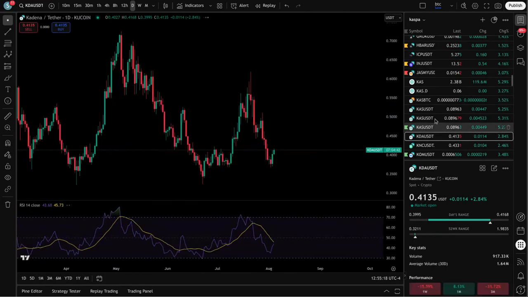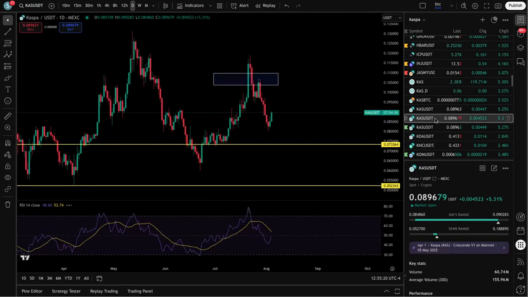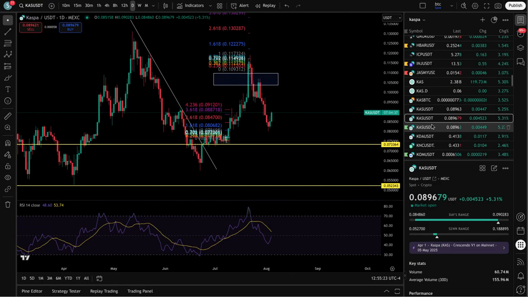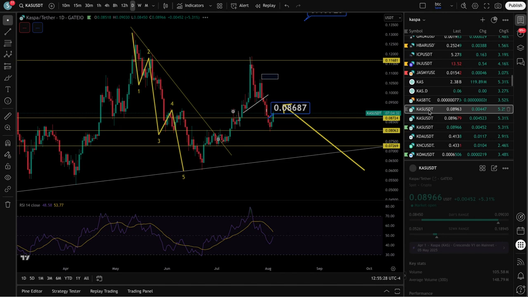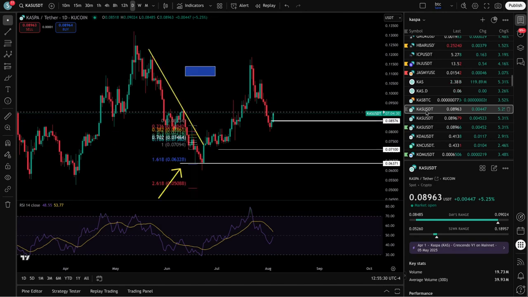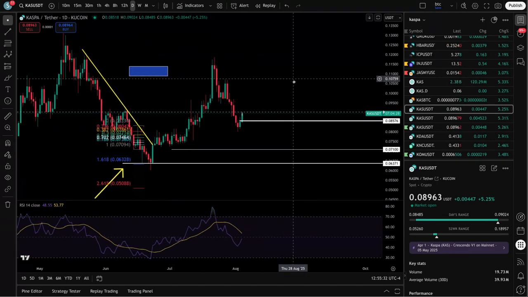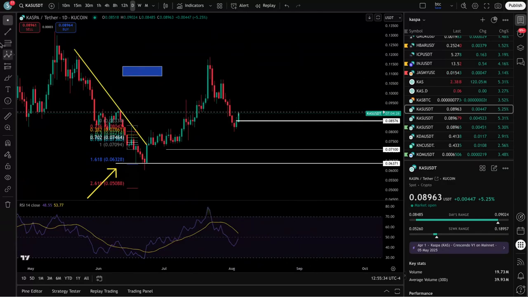That's Cadena there. Kaspa, that's Mexi. Is this one we used last time? Gate. Or was it this one here? Yeah, we'll go with this one right here. Alright, now, what was this retracement here?